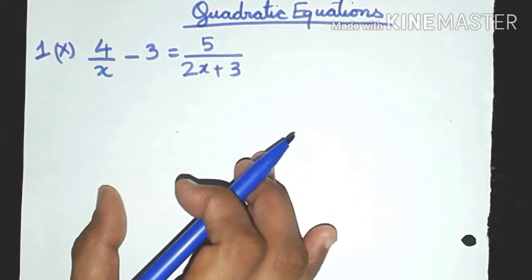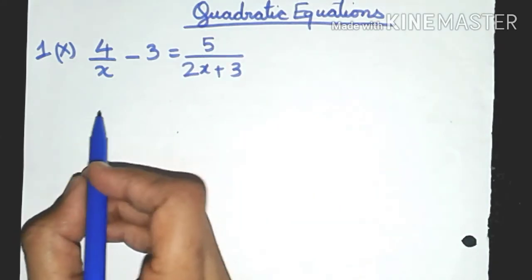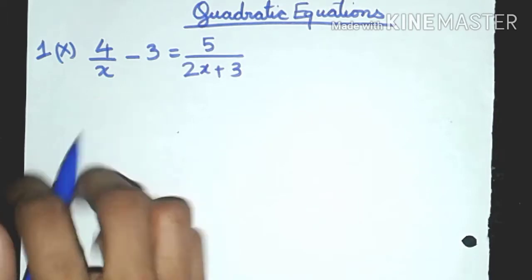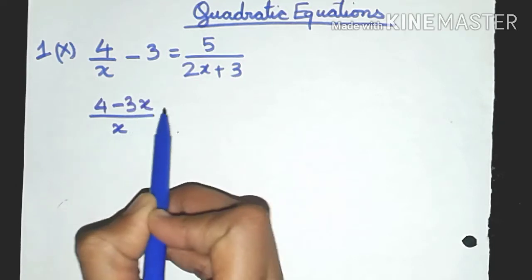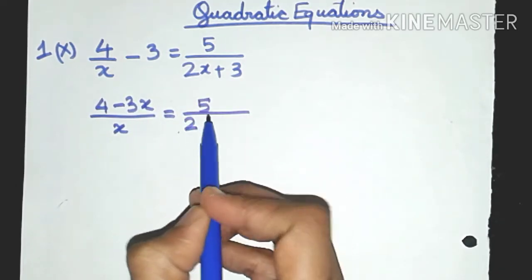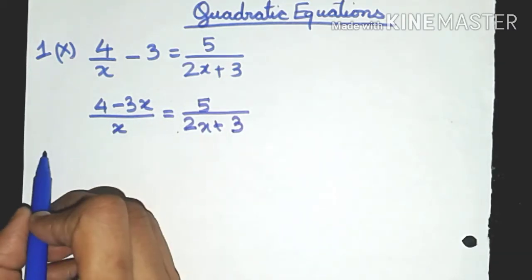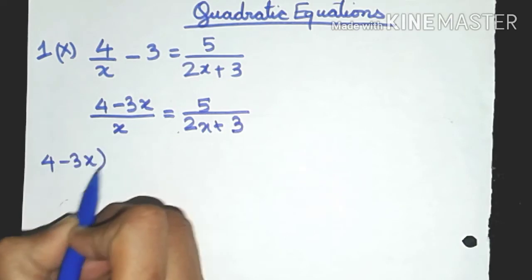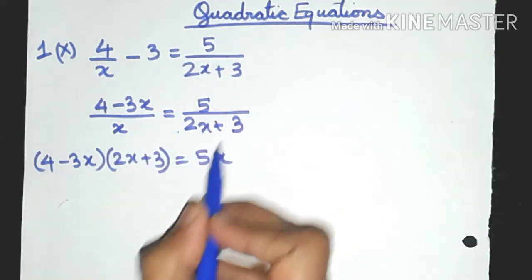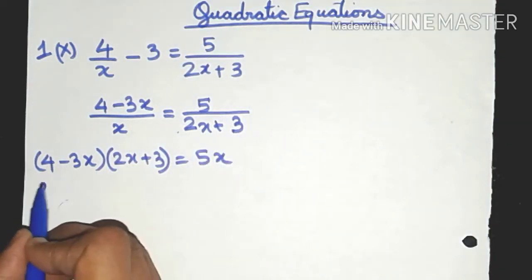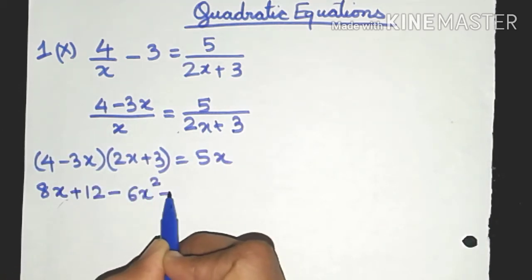So clearly we have to bring it to the quadratic equation standard form. So how do we do that? We have to first take LCM on the left hand side. So let us do that. So we will get this equal to 5 upon 2x plus 3. Now we'll do cross multiplication. We get 4 minus 3x multiplied by 2x plus 3 equal to 5x. Bring it to the other side. Open the brackets. 8x plus 12 minus 6x square minus 9x.